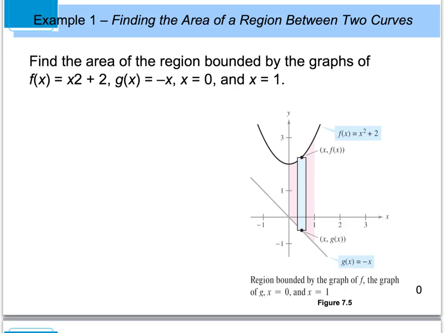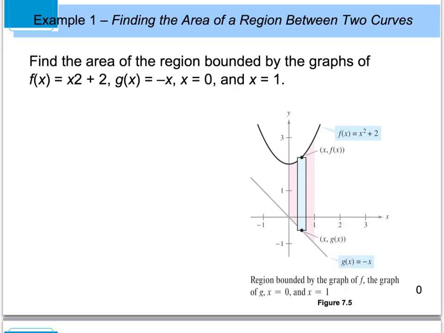Now let's look at example 1. It says, find the area of the region bounded by the graphs of f of x equals x squared plus 2, g of x equals negative x, x equals 0, and x equals 1. In this case, we're given what the graph looks like. If you're not given, I would highly suggest that you at least sketch it out so you know what you're looking at. But as you can see, we're trying to find the area of the region from the y-axis. It goes down the graph of g of x equals negative x, over to the line x equals 1, and then underneath the curve f of x equals x squared plus 2.